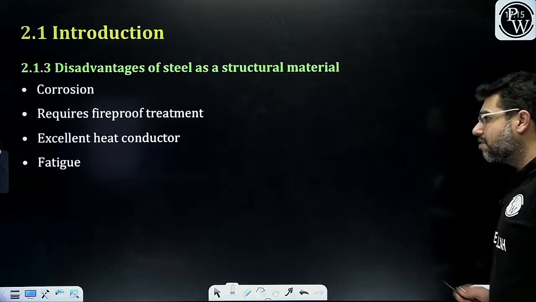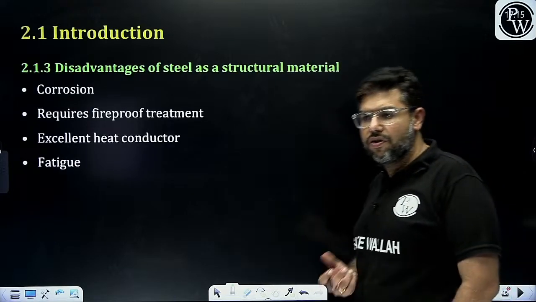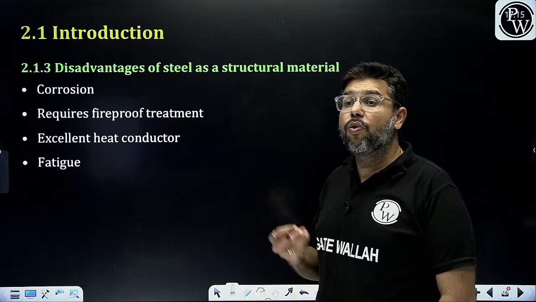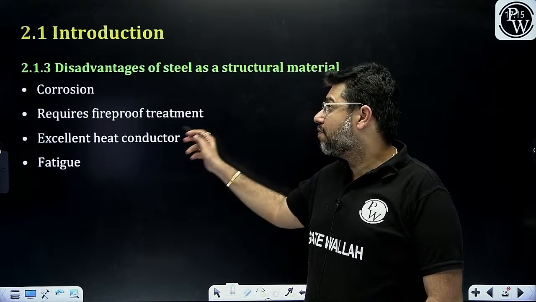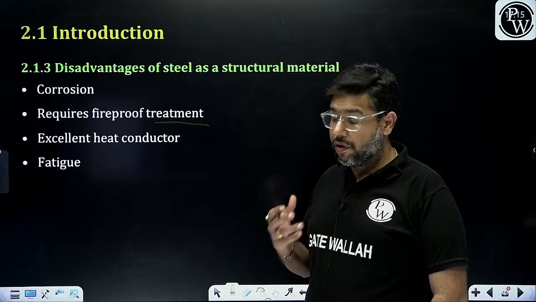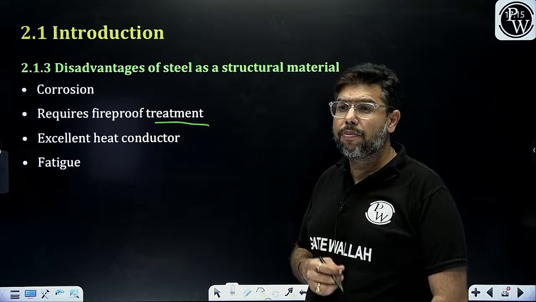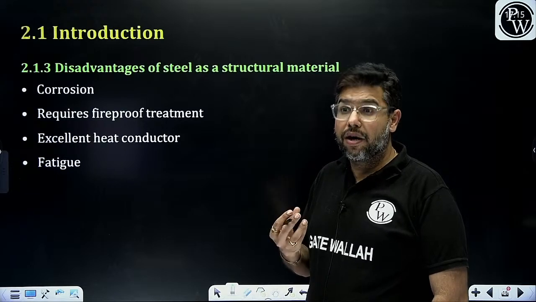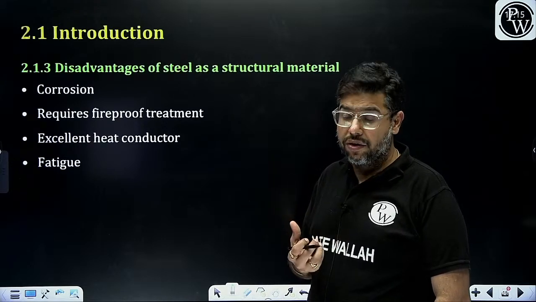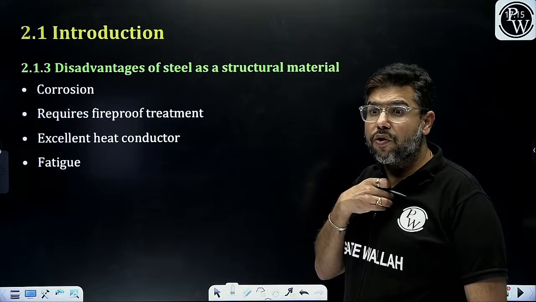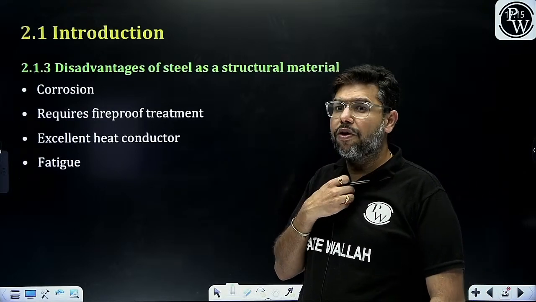But there are many disadvantages also of using steel. First major disadvantage is that it is susceptible to rusting and requires fireproof treatment. It is not fire resistant. If the temperature becomes very high, the steel might melt and thereby lose all its strength. That might lead to a brittle failure. Therefore, steel requires a basic fireproofing also.